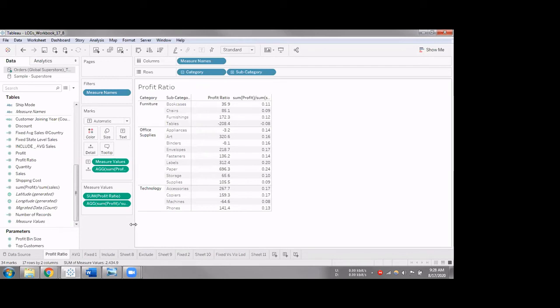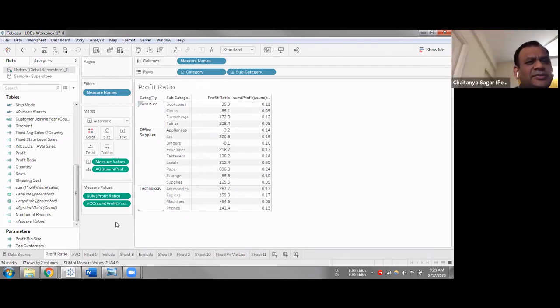Now, one quick question, Jagdish, sorry to interrupt you. Are you saying that whenever we write a function, a calculated field, it is always at the level of detail of the Viz? Is that what you're saying?